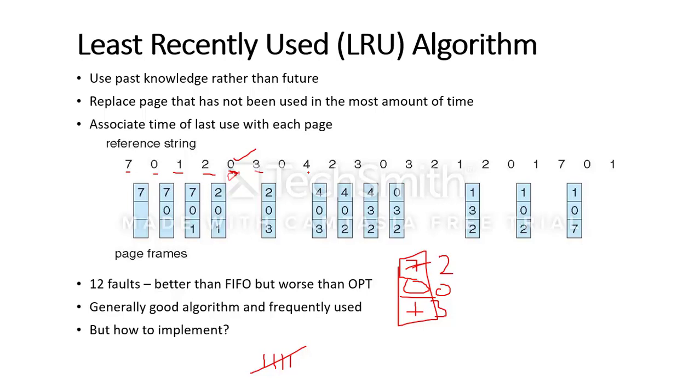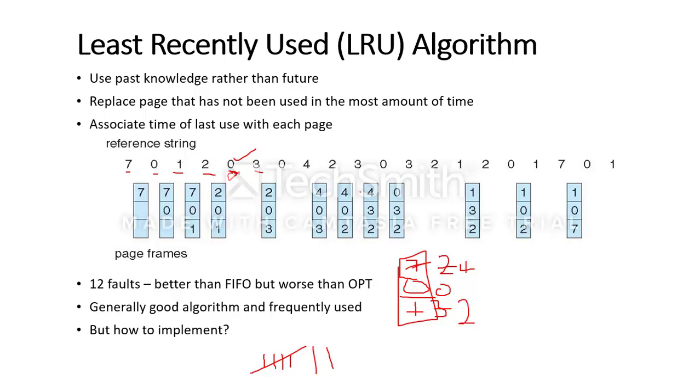4 is not there if you check. So who is going to be the victim? 2, 0, 3. 0, 3, so it's 2, right? You replace with 4. Then you record your page fault. Then 2, page fault. Who is going to be the victim? 4, 0, 3. So it's going to be 3, right? You replace your 3 with the 2, right?